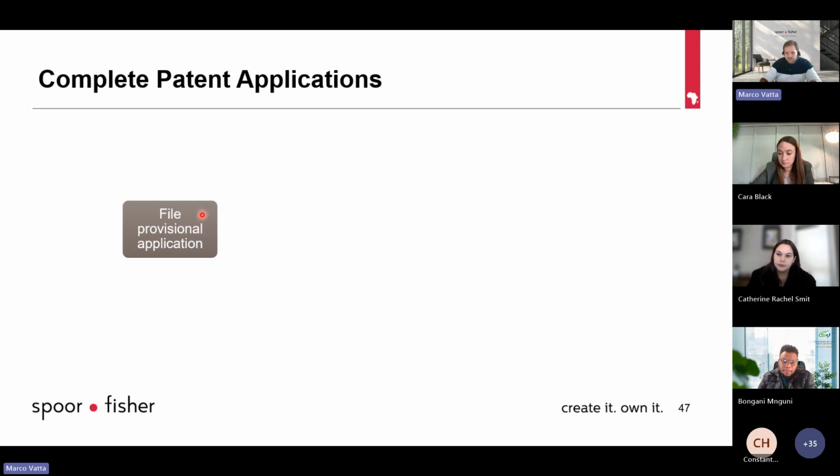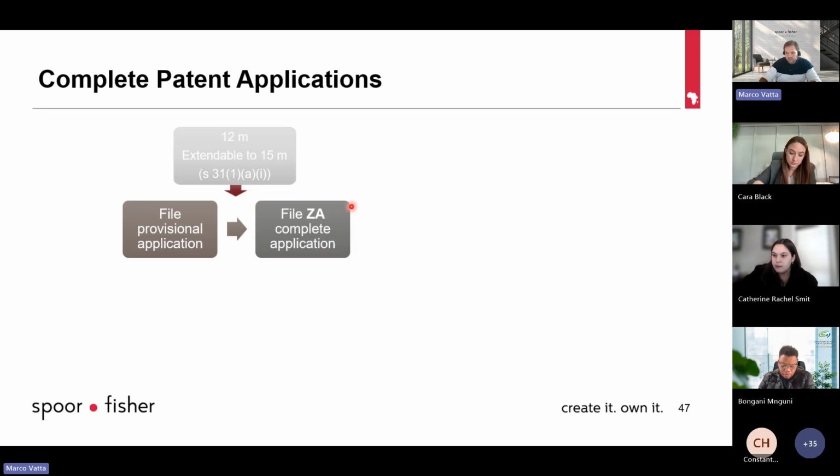So those are some of the reasons why you would file a provisional application. From that date, you then have a 12-month period within which to file your South African complete application. You could also file a complete application in any of the other Paris member countries. So you can instruct your agent in any of the other Paris member countries to claim priority from the South African application, and that must be done within a 12-month period.